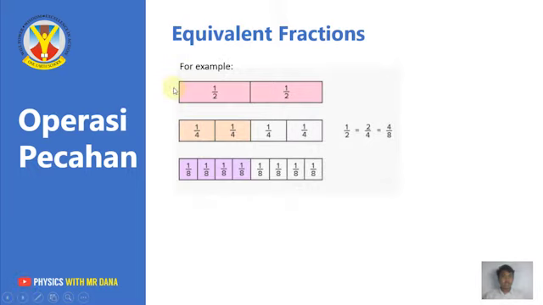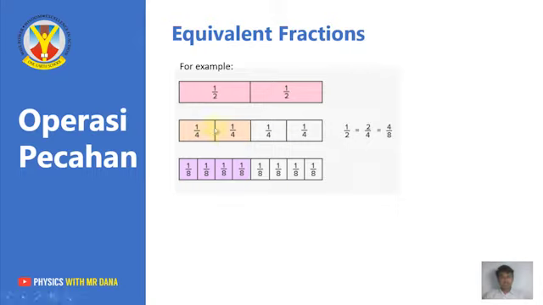I have 3 different bars. This is the first bar, this is the second bar, and this is the third bar. Please look at the first bar: 1/2 and 1/2. The second bar is divided into 4 parts: 1/4, 1/4, 1/4, 1/4. And the third bar is divided into 1/8, 8 times.